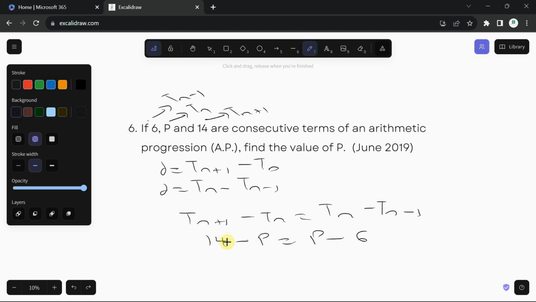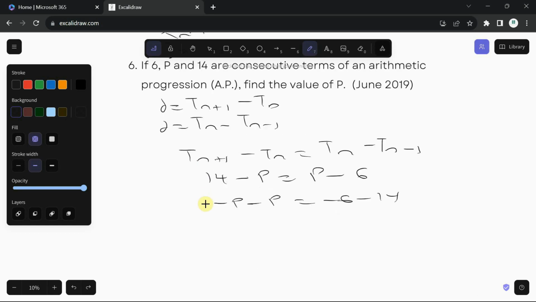Let me put all the p's to this side. So that will be minus p is equal to minus 6. Carry this 14 to this. That will be minus 14. Minus p, right? You're owing somebody 1 naira. Yeah, so you come again to buy something of 1 naira again on credit. So you're owing the person minus 2 naira. So minus 2p. Minus 6 minus 14, same logic. That will be minus 20.